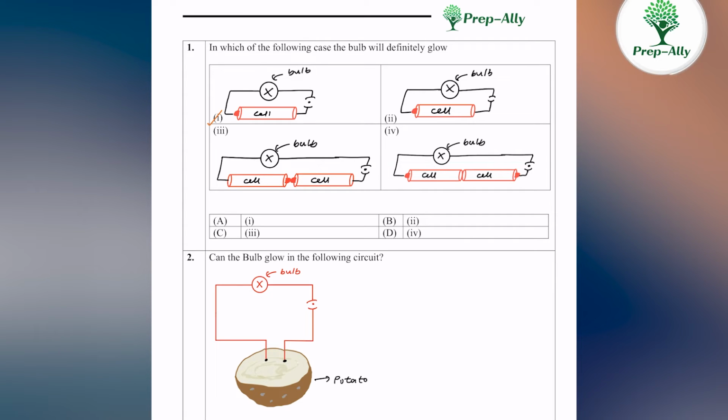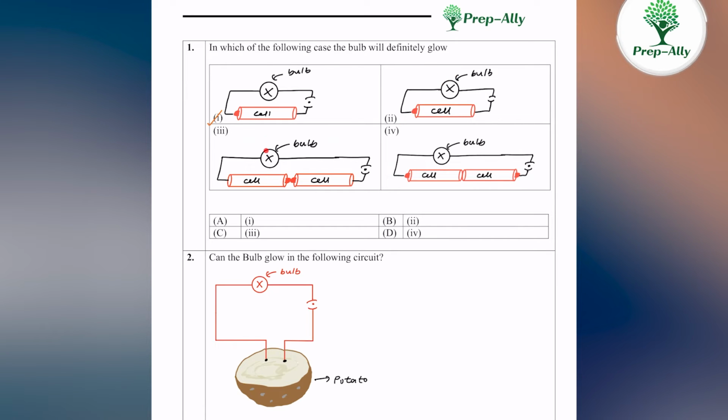Second case, you see, here the bulb is connected to the battery, but the switch is not closed. The closed symbol is a bracket with a dot inside. Here it is not closed. That means in this case the bulb will not glow.